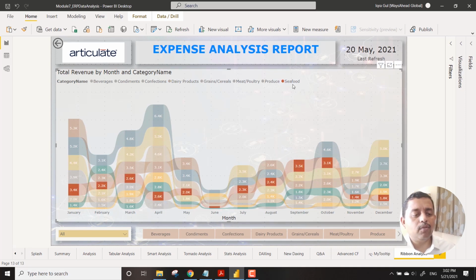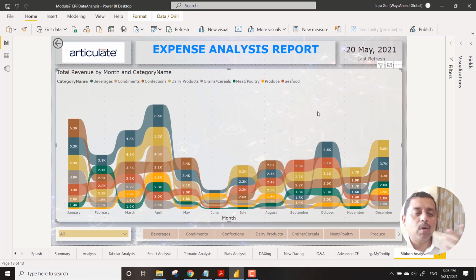If you talk about seafood, there is a growth pattern. There is a cyclic pattern. If you see from January to June, there is a pattern and then it again repeats. So if you want to derive a time series or a forecasting kind of thing, you can see there is a cyclic effect. You can work on it.